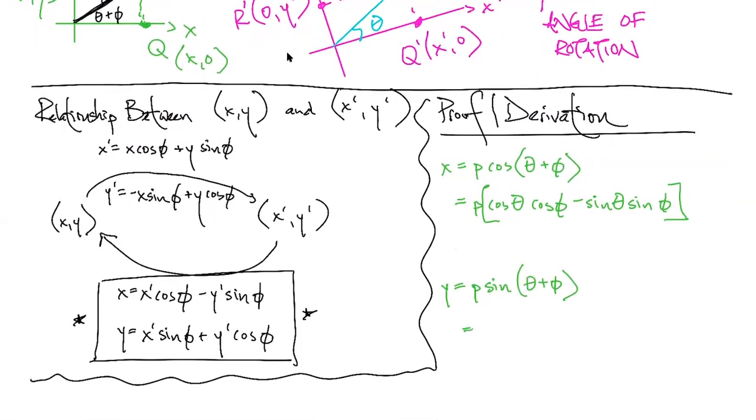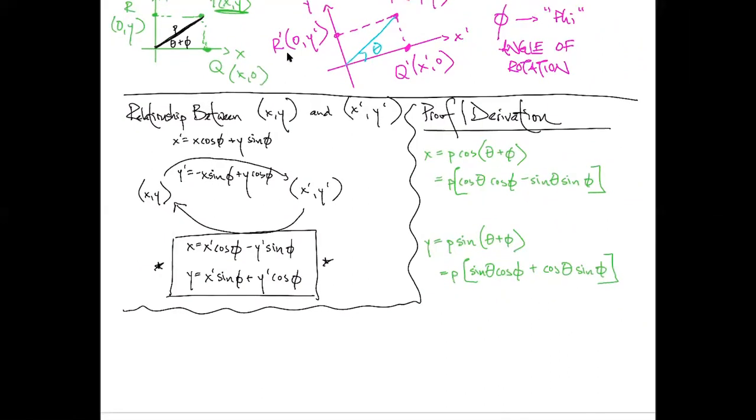And if I use a sum formula for sine, I can expand that sine of theta plus phi to be sine theta cosine phi plus cosine theta sine phi. Now, this looks kind of gross and maybe not exactly what the formula in that box looks like. And so we have one more step to get what we have in the green to match the thing in the box.